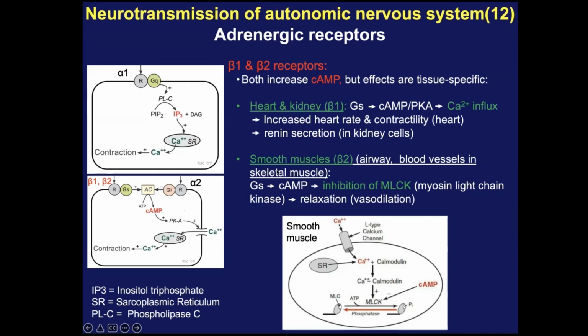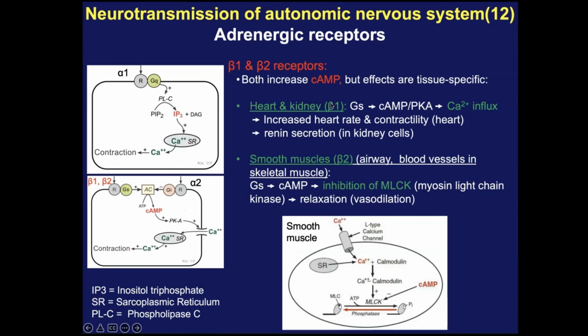The beta receptors include beta 1 and beta 2. Both receptors are coupled with the Gs, and the Gs, as we learned, Gs stimulates the AC to increase cAMP, increase PKA, to increase the calcium influx.